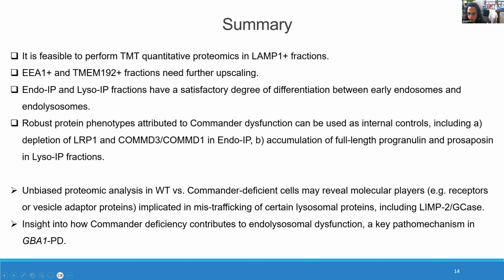And ultimately, we think that as we are moving towards other experiments with neurons, the answers we will get from this type of experiment will be important for revealing some other molecular players that associate with the Commander and contribute to mistrafficking of lysosomal proteins, and potentially provide some new key insight into how Commander deficiency affects lysosomal function, which is a key, and the dysfunction is a key pathomechanism in GBA1-PD.